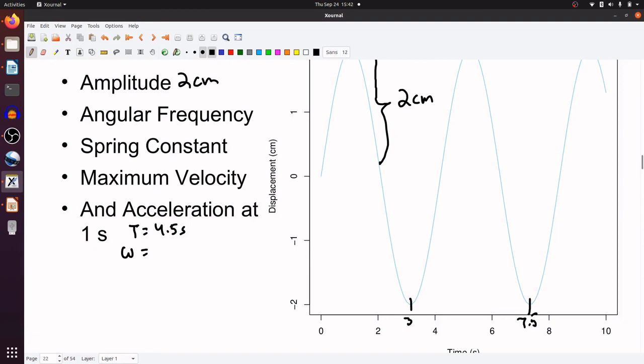And if you recall, your angular frequency is 2 pi divided by your period. So I can take 2 pi and divide that by 4.5 seconds. 2 times pi divided by 4.5 is going to give me roughly 1.4 radians per second. So that's how I get that one. Okay, all right, so we've got angular frequency.